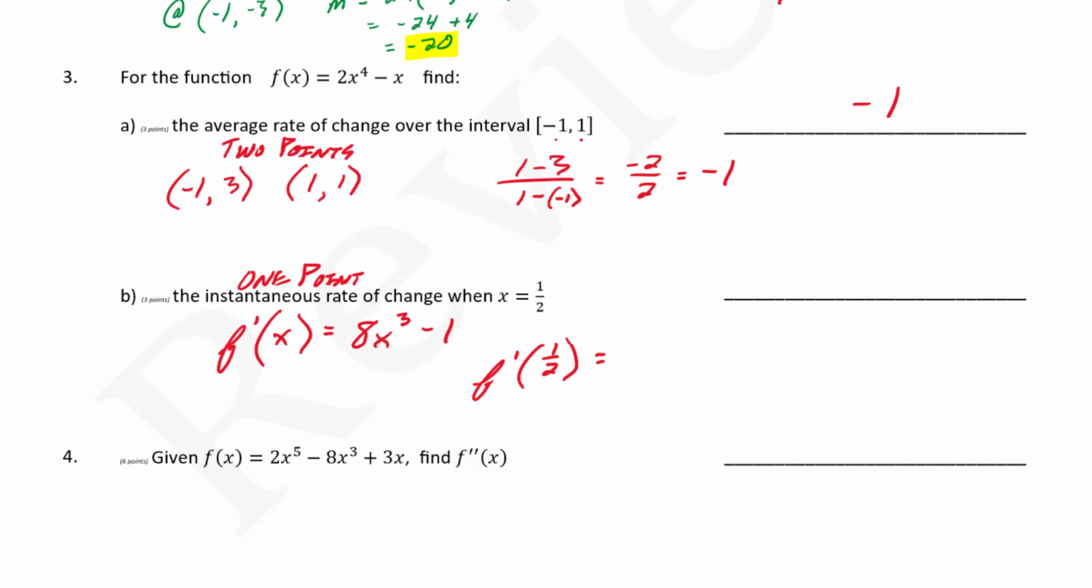So if I plug in 1/2 and cube it, that turns into 1/8. So I'd end up with 8 times 1/8. Then minus 1, so it looks like I've got 1 minus 1, which equals 0. So this one, the instantaneous rate of change at 1/2, actually gives us a value of 0. So that must be actually a horizontal tangent line for that specific ordered pair.